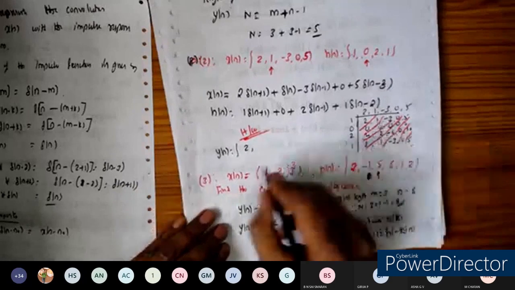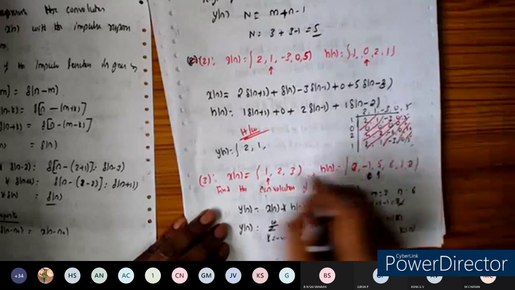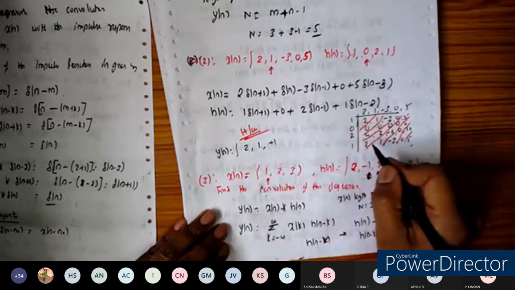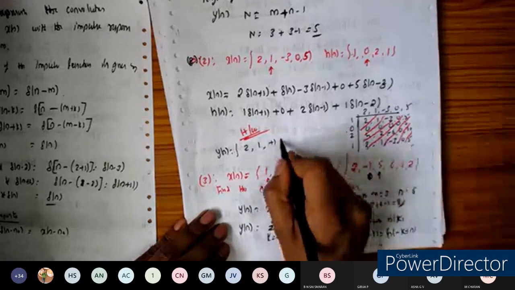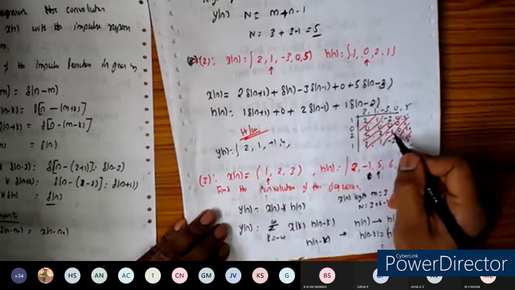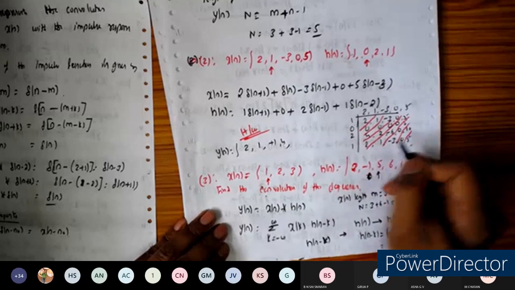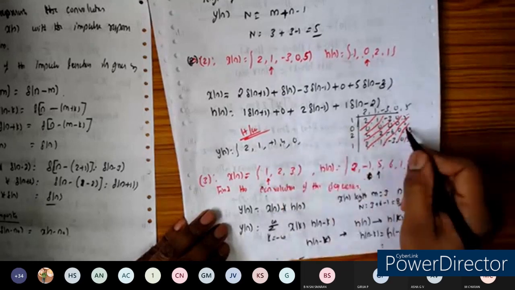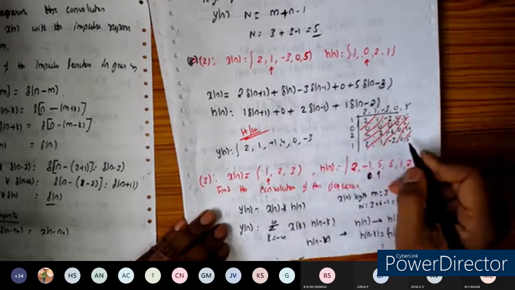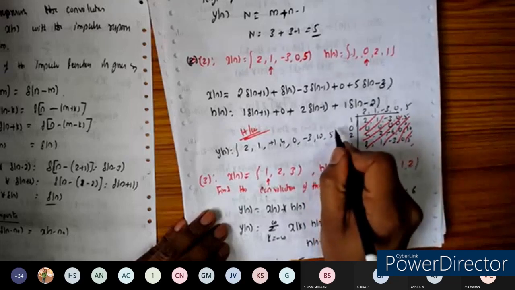So 2, 1 plus 0 is 1. Next, minus 3 plus 4 is plus 1. Next, 2 plus 2, it is 4. Next, 1 minus 6 plus 5, it will be 0. Next, minus 3. Next it is 10. Next it is 5.